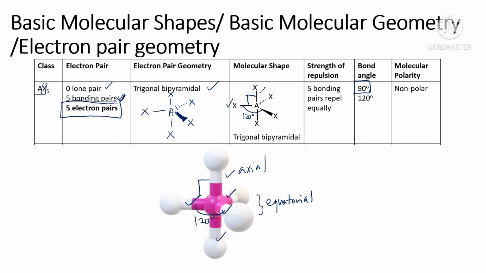And that gives the second bond angle for trigonal bipyramidal molecular shape with electron pair geometry trigonal bipyramidal, and 5 bonding pairs, and a total of 5 electron pairs around the central atom. And the type of repulsion involved is only bonding pair repulsion, and these 5 bonding pairs repel each other equally to give the bond angle 90 degrees between the axial and equatorial plane, and 120 degrees between the bonding pairs lying on the equatorial plane.